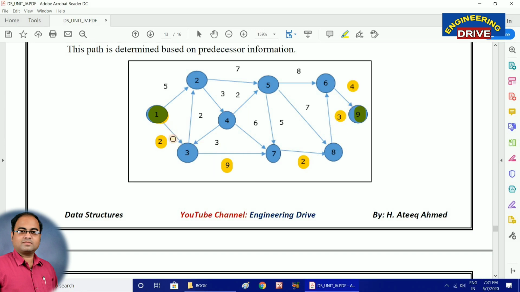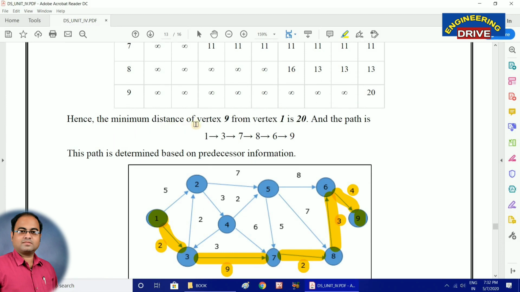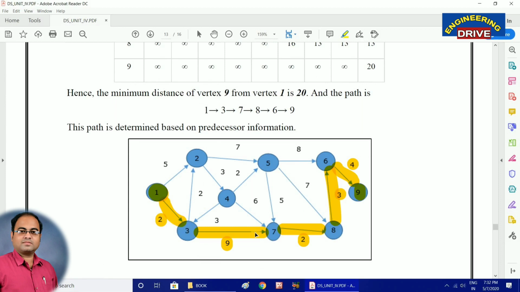So the shortest path in this particular graph is from vertex 1 to 3, 3 to 7, 7 to 8, 8 to 6, and 6 to 9. This is the shortest path according to Dijkstra's algorithm. So my dear students, Dijkstra's algorithm does not make use of vertices in order to find the shortest path. It makes use of edges to determine the shortest path by adding all the cost related to the particular edges. Okay, and then you can see here the answer. The minimum distance of vertex 9 from vertex 1 is 20, and the path we have traveled is 1 to 3, 3 to 7, 7 to 8, 8 to 6, and 6 to 9.